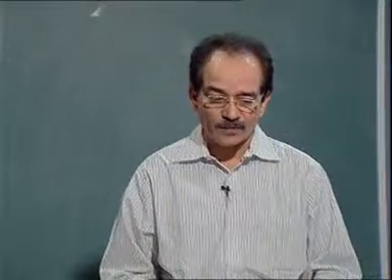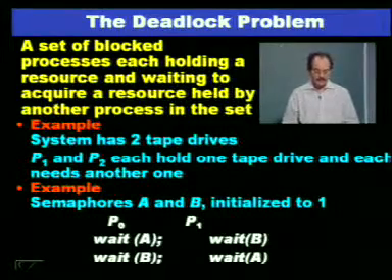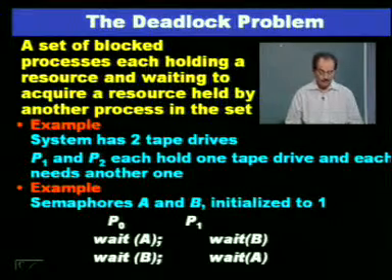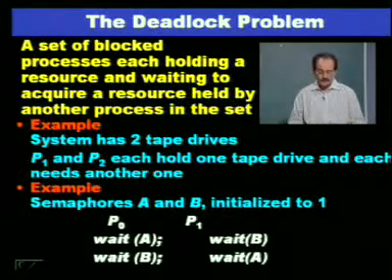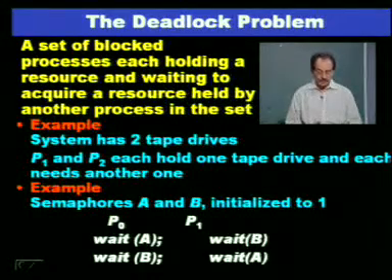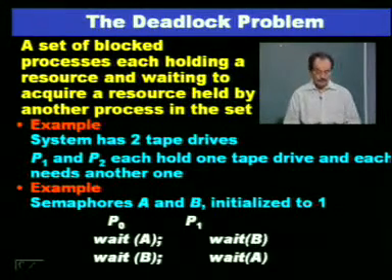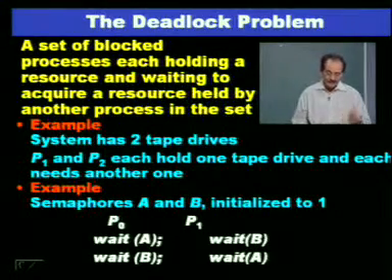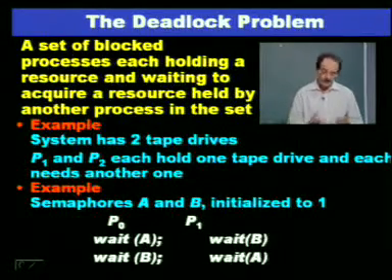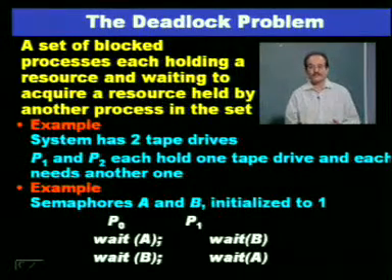A deadlock problem is a set of blocked processes, each holding a resource and waiting to acquire a resource held by another process in the set. Let us think about a system which has two tape drives, and P1 and P2 are both holding one tape drive each. Now, let us say P1 needs another tape drive. What will happen in that case? I do not have a tape drive, so I am waiting for P2 to leave its tape drive.